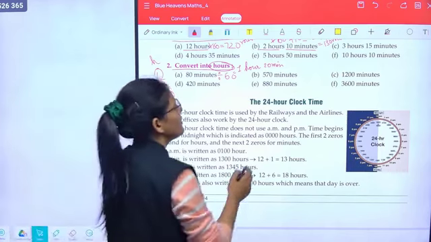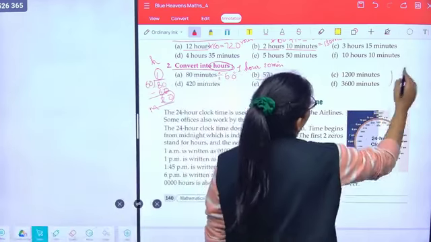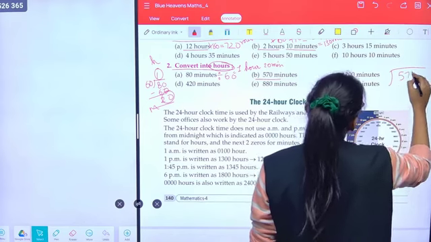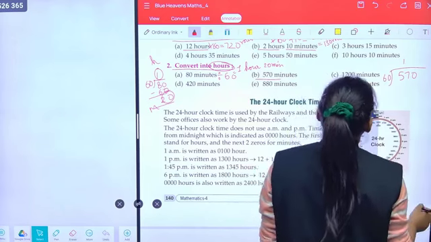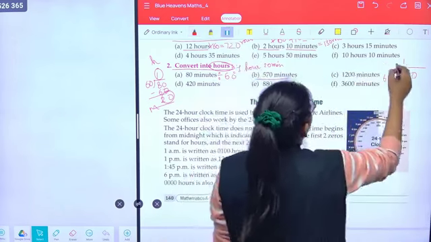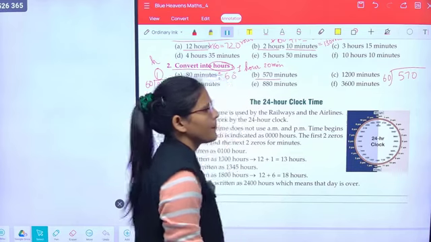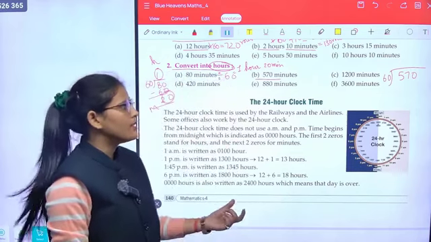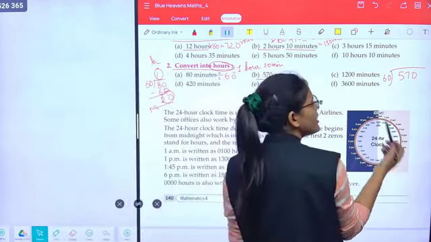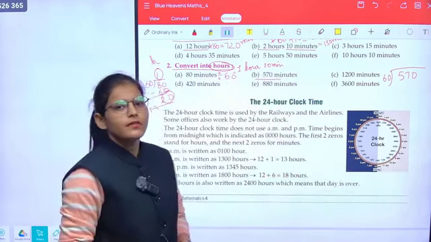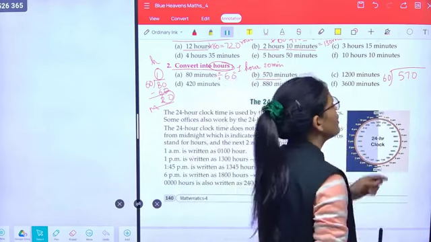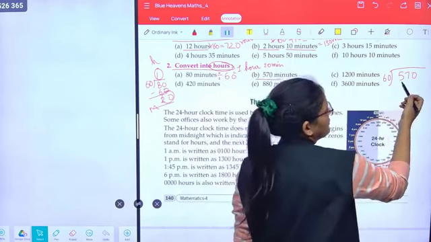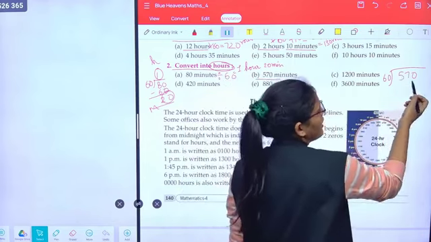ओके, नाउ 570 minutes. See here divided by 60. 60 1s are, table of 60. 6 1s are, you can recite the table of 6 also. Okay, 61 are 60, 62 are 120, 63 are 180, 64 are 240, 65 are 300, 66 are 360, 67 are 420.